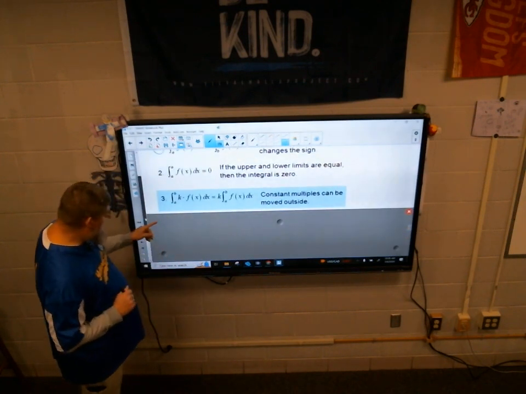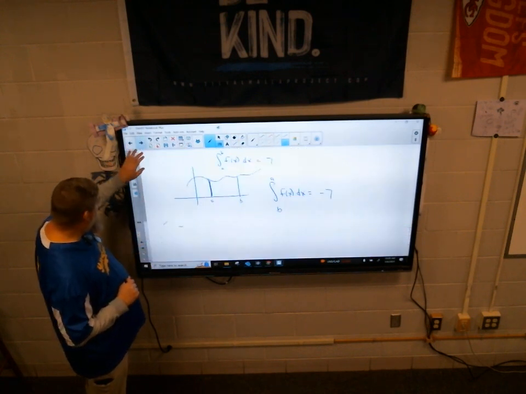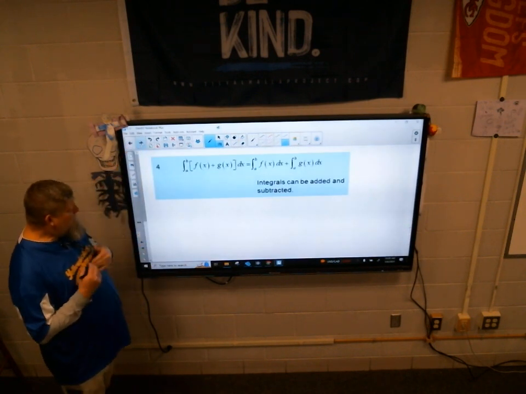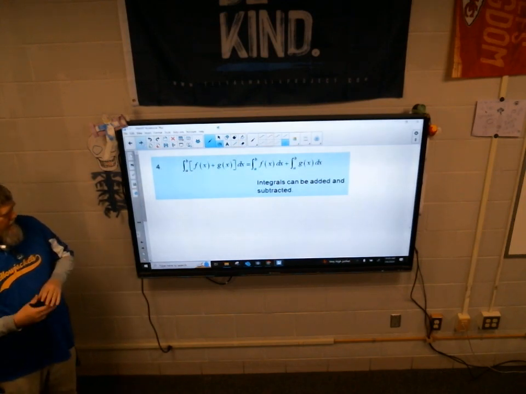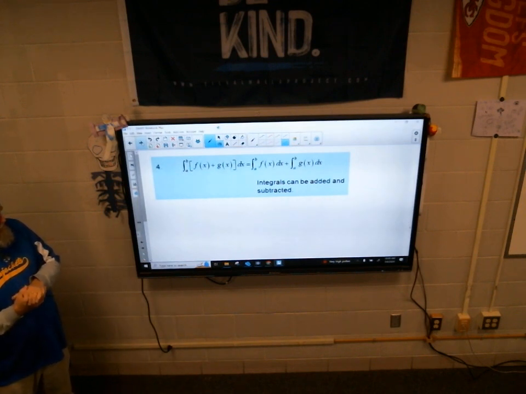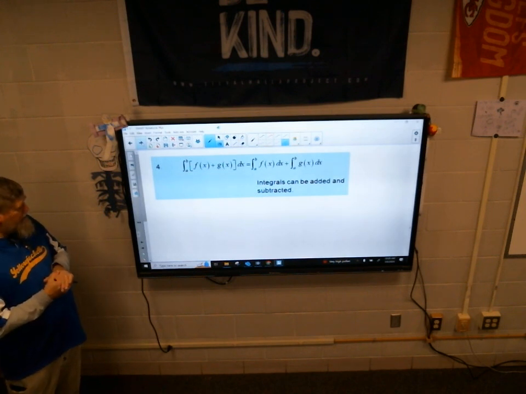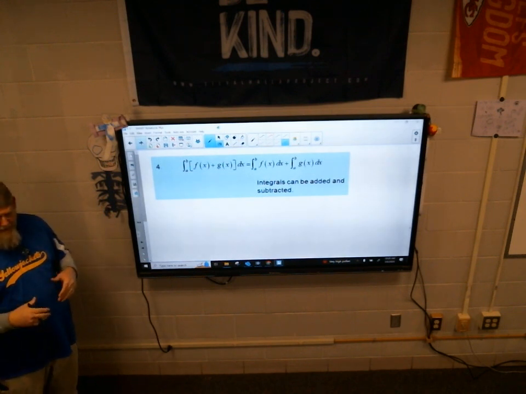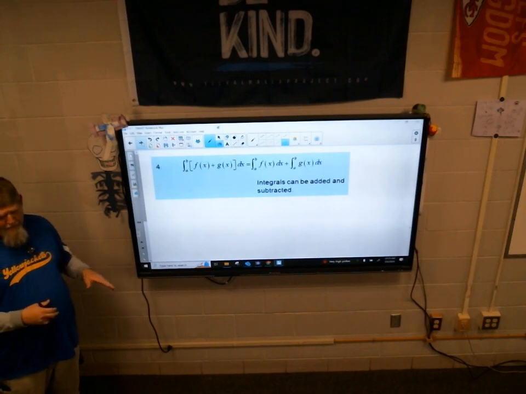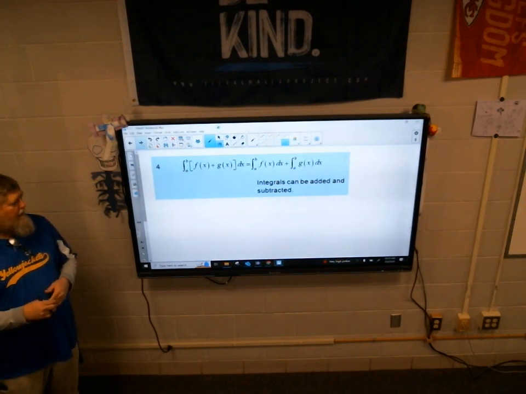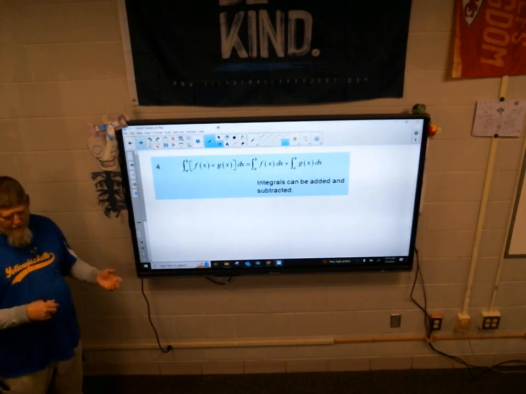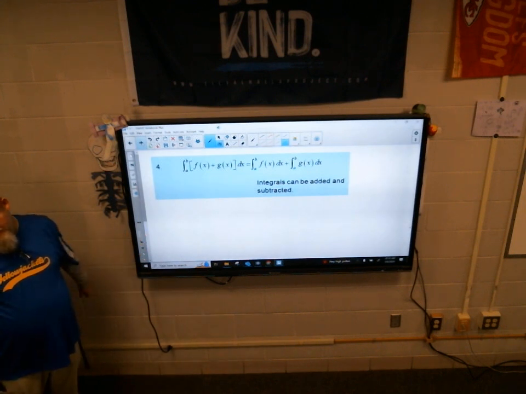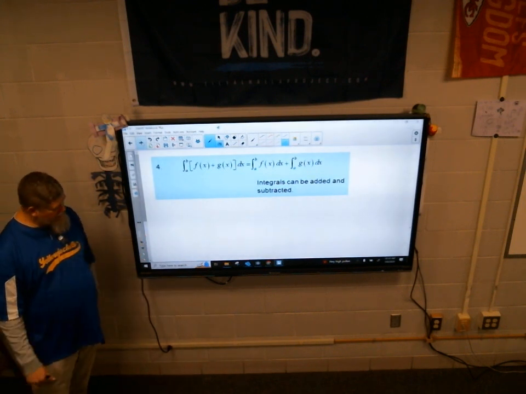Number 4. Oh, hang on. Here we go. Integrals can be added and can be subtracted. This one's a little bit longer, but I'm taking the integral from A to B of 2 functions, f of x and g of x. Well, that's the same thing as if I take the integral of f of x and the integral of g of x and add those 2 things together. It's going to give me the exact same conclusion.